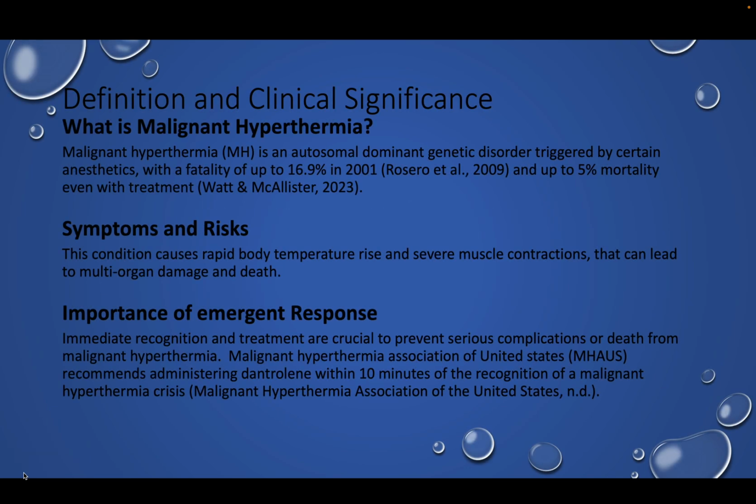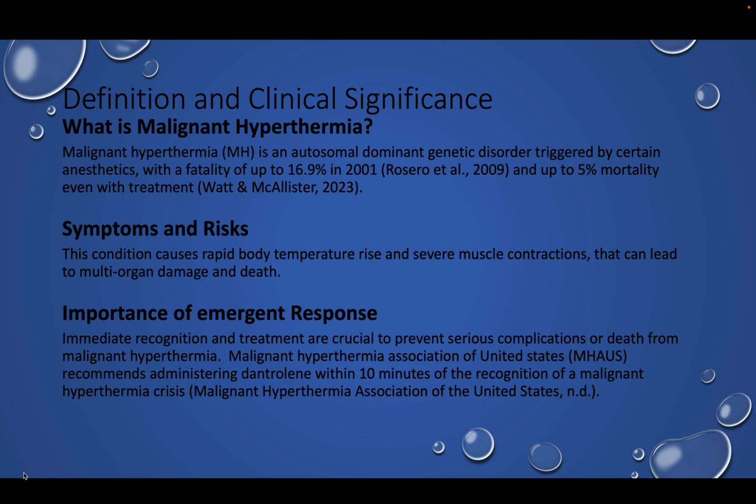Malignant hyperthermia is an autosomal dominant genetic disorder that is triggered by certain anesthesia medications, with a fatality rate of up to 90%, as quoted by some papers, and up to 5% mortality, even with treatment. What happens? This condition can cause a rapid rise in body temperature with severe muscle contractions that can lead to multi-organ damage as well as death. Therefore, it is very important to have immediate recognition and treatment of this condition to prevent serious complications or death.